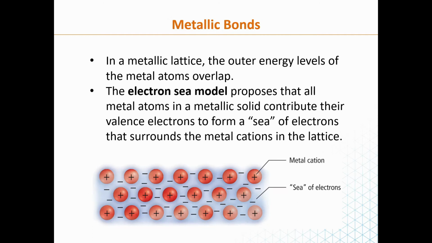In a metallic lattice, the outer energy levels of the metal atoms overlap. The electron sea model proposed that all metal atoms in a metallic solid contribute their valence electrons to form a sea of electrons that surrounds the metal cations in the lattice. Here we have nuclei, or positive charge of atoms, surrounded by a sea of electrons. These electrons overlap each other.